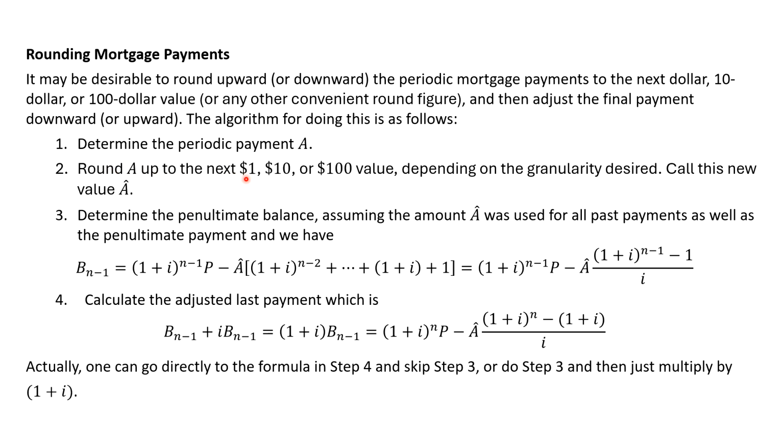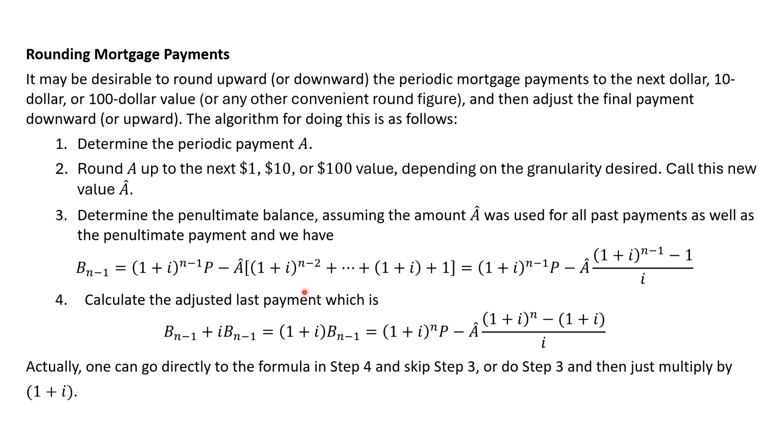Round up A to the next whatever is convenient. So for example, if somebody has a $1,473 payment, maybe they request, could you just make it an even number for me, 1,500, just as an example. So you would round it up to the next 100 in that case. And then the computations are in this step here. We compute the penultimate, in other words, one before the last balance, so B n minus 1, assuming that the A hat, the rounded up number, is used.